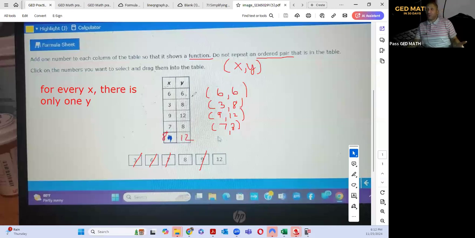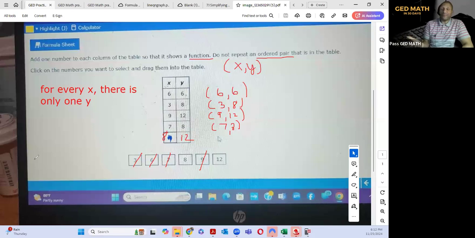For every x, there's only one y. When x is 6, there's only one y. When x is 3, there's only one y. When x is 9, there's only one y. When x is 7, there's only one y. When x is 8, there's only one y. That's why I say this is maybe the easiest problem on the exam. All you got to do is make sure your x's don't repeat.